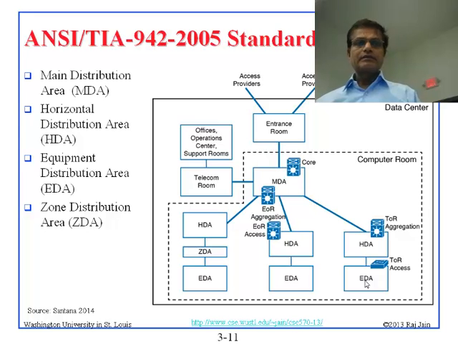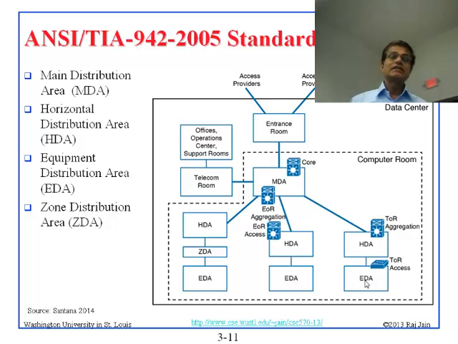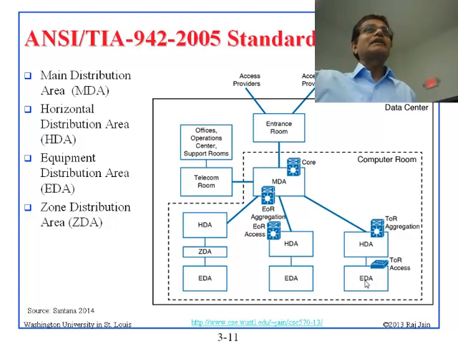And the standard is called ANSI TIA 942-2005. ANSI is the American National Standards Institute. TIA is the Telecommunication Industry Association. So TIA put together this standard, and then ANSI approved it. ANSI does everything, and TIA is only interested in telecommunications. So that's how it is.